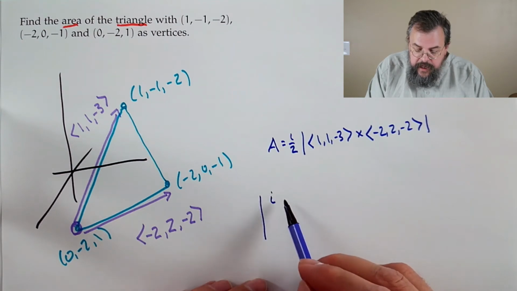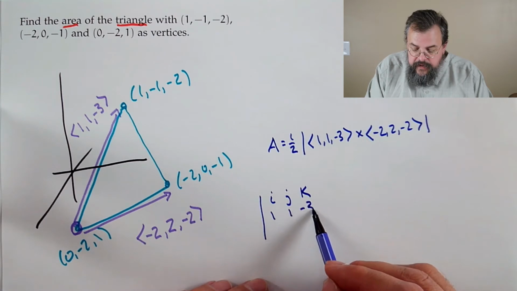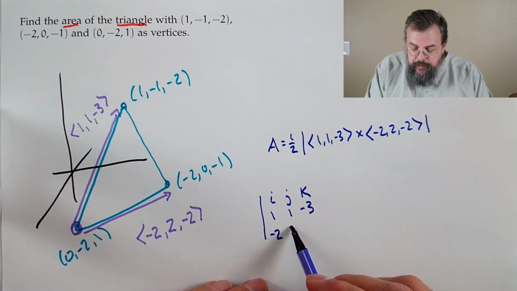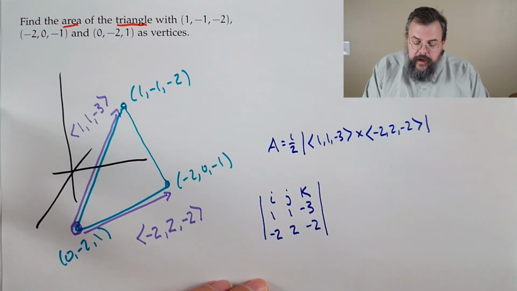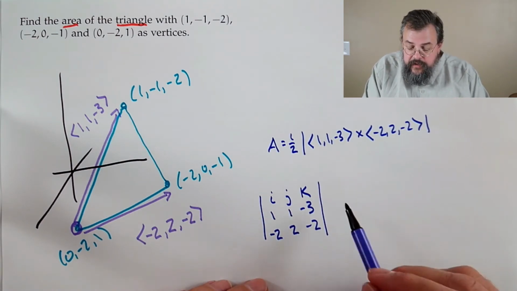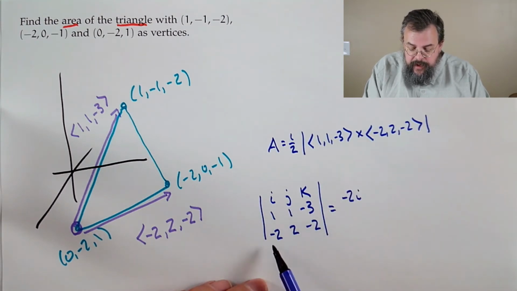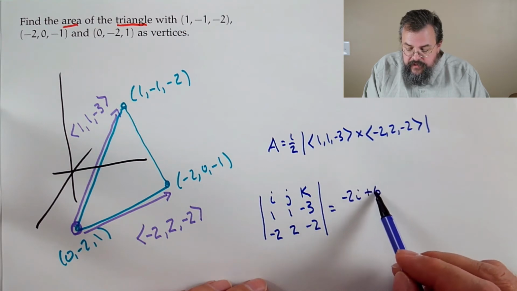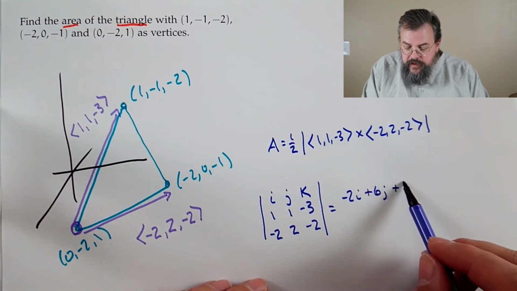So here we go. i, j, k. 1, 1, -3, -2, +2, -2. And do your diagonals. i times 1 times -2, -2i. j times -3 times -2, +6j. k times 1 times 2, +2k.